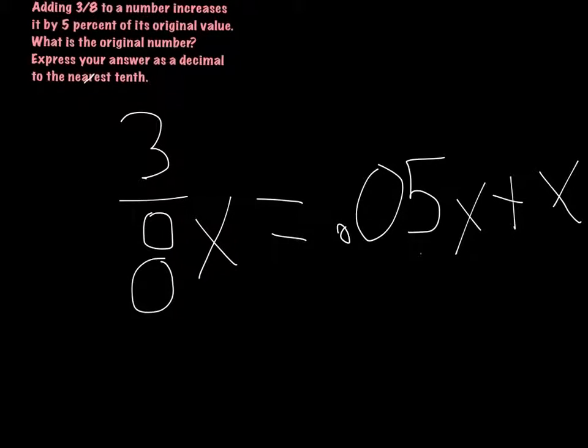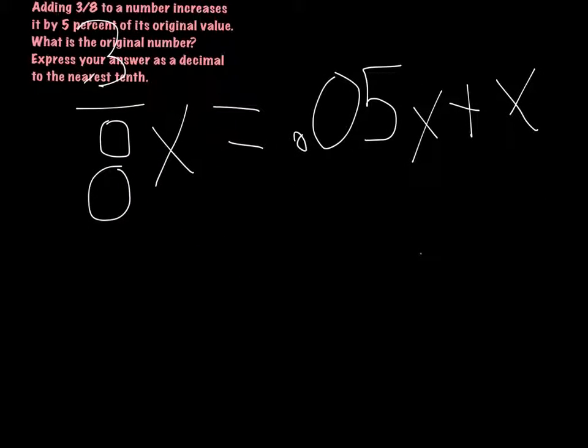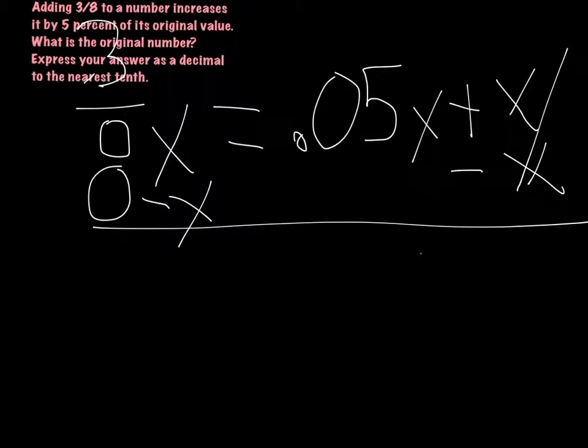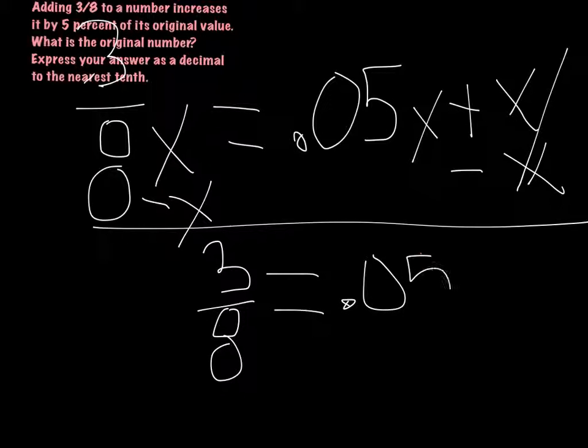Then we would solve. So first you start by subtracting x from both sides. So that would cancel out. So then you'd get 3/8 equals 0.05x. So then you'd put 0.05 over 1 because to solve this you'd have to cross multiply.